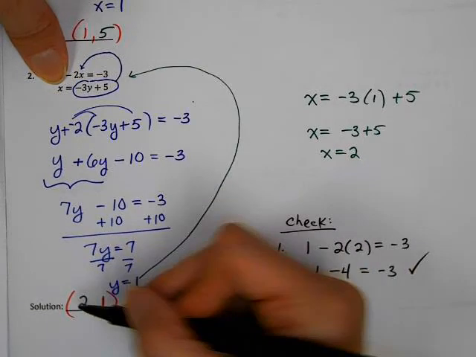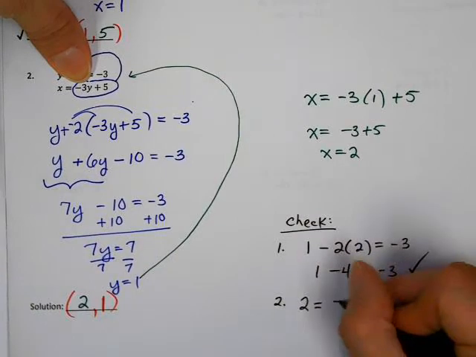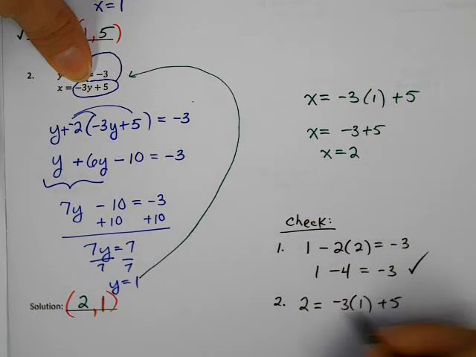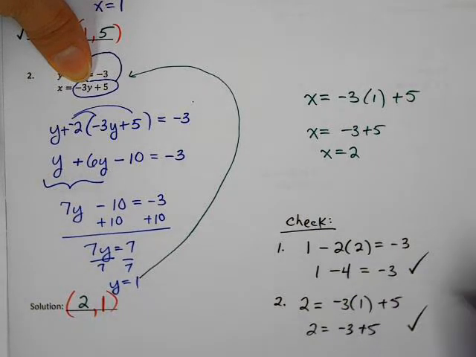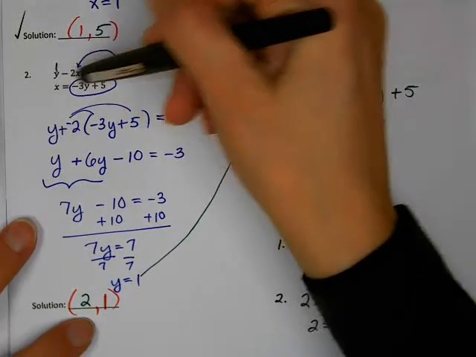Number 2. The x number is 2 equals -3 times the y number. The y number is 1 plus 5. Does that work? Does 2 equal -3 plus 5? I believe it does. Some people get very good with checking just using their calculator or just checking by looking at it to make sure it works.